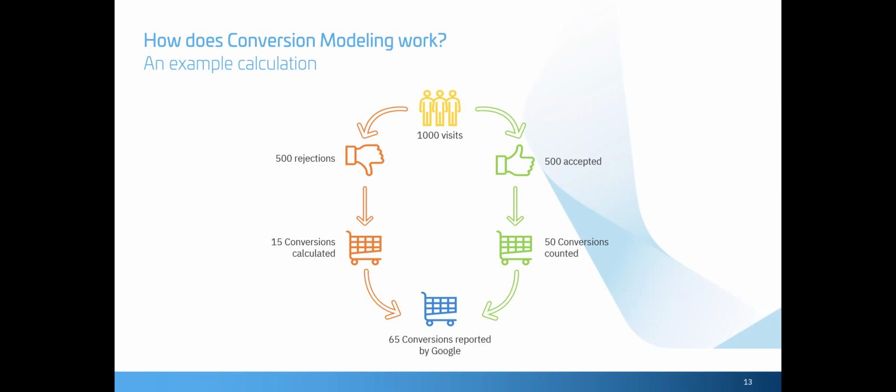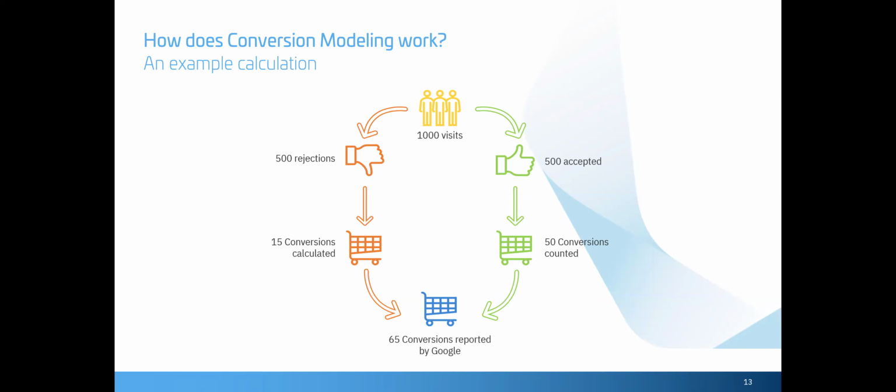It will still not be the exact number, right? So the exact number might be 70 or something. But the number is much, much closer to the reality than if you only report the 50. And that's why it's important for Google. You see higher numbers in your Google AdWords account.